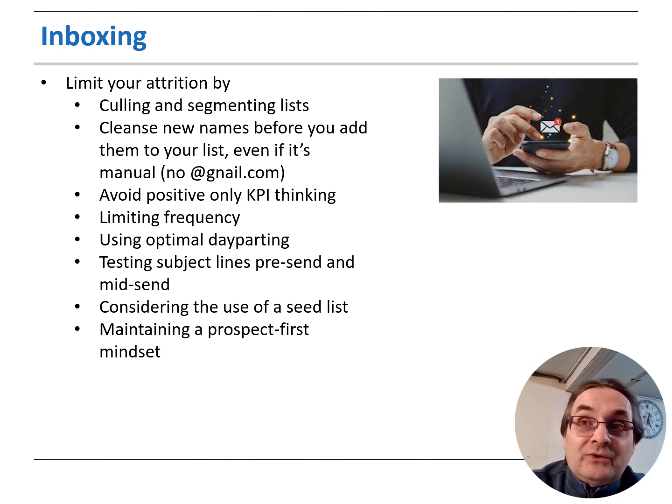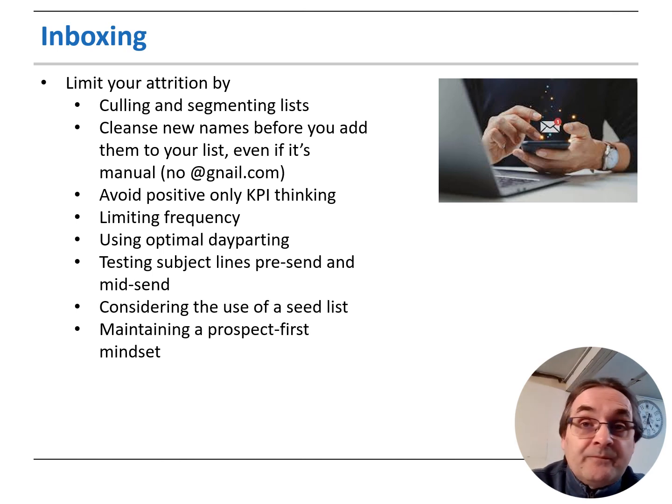Avoid positive-only KPI thinking. Don't just think, oh, how much money did we make? How many opens did we get? How many clicks did we generate? You got to look at the attrition too. You can generate a lot of positive KPI with tactics that will also generate a lot of negative KPI. Know what's going on. Check the negative engagement numbers.